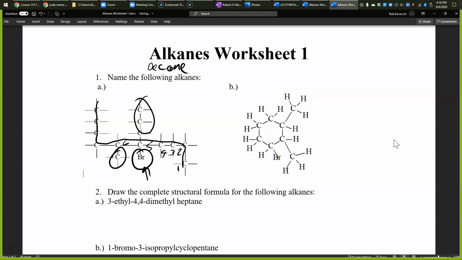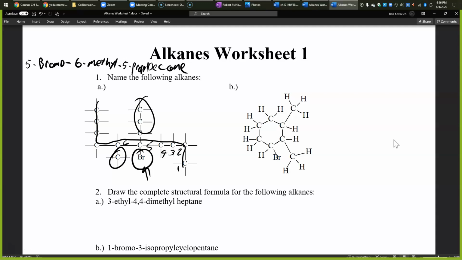So this is 5-bromo-6-methyl-5-propyldecane. Are we okay with that?